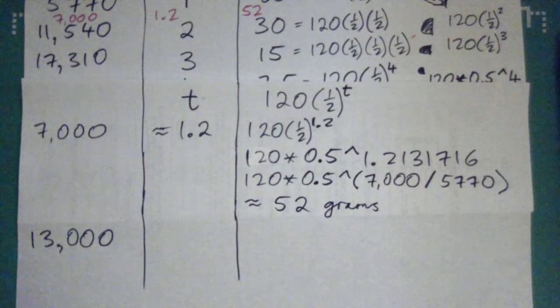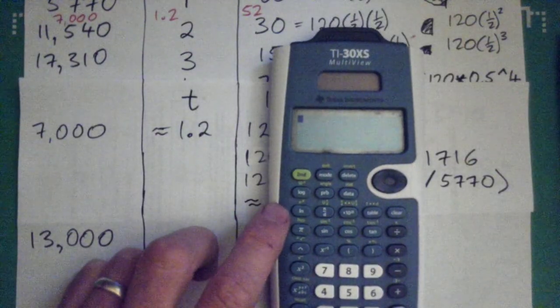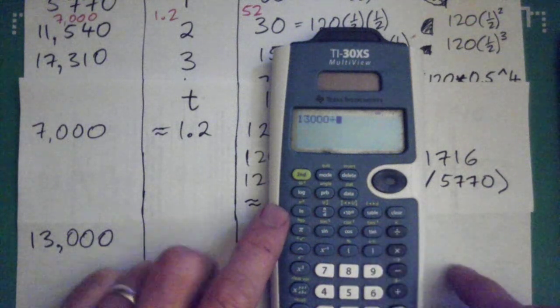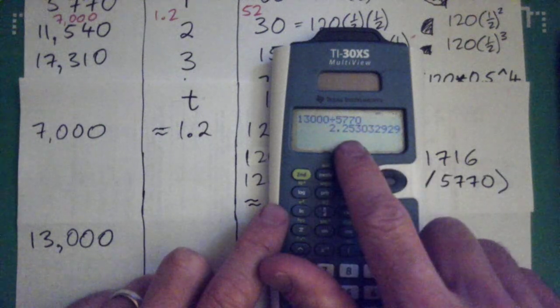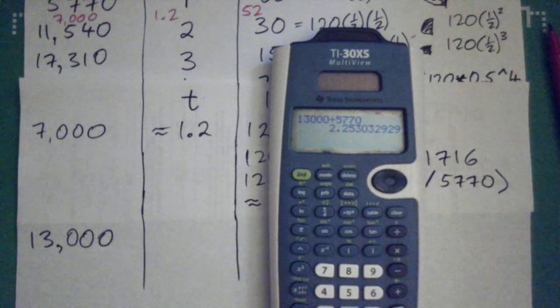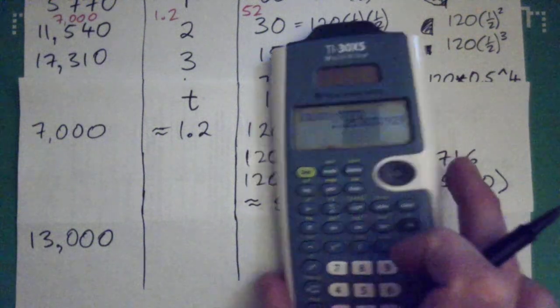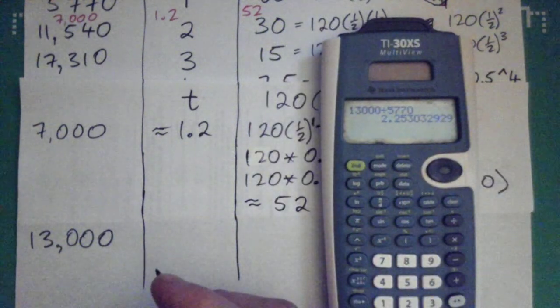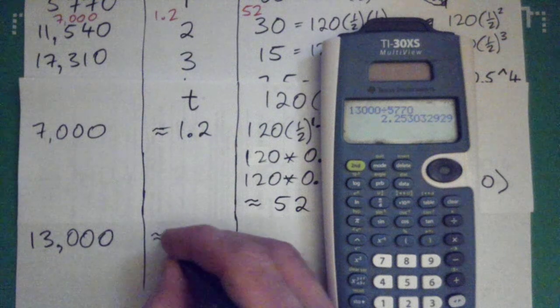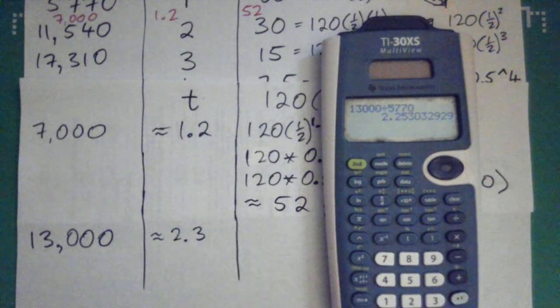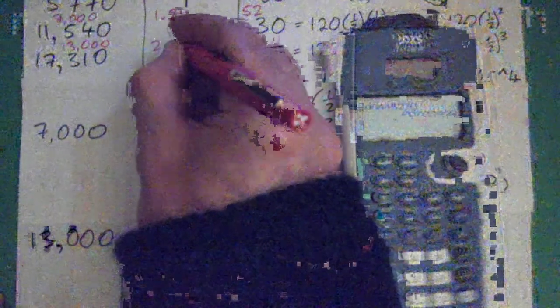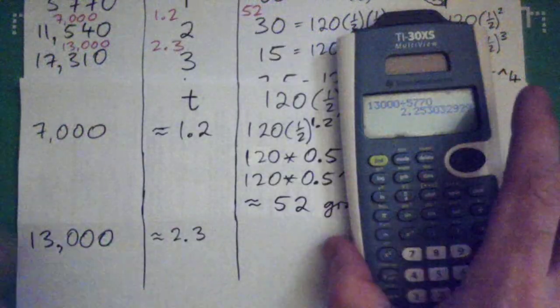And if we go 13,000 divided by 5770, we get 2.25. So yeah, about 2.3. We'll say approximately 2.3. Good. And that lines up here, because 13,000 is in between here and here, and that's about 2.3. So how much have we got remaining?